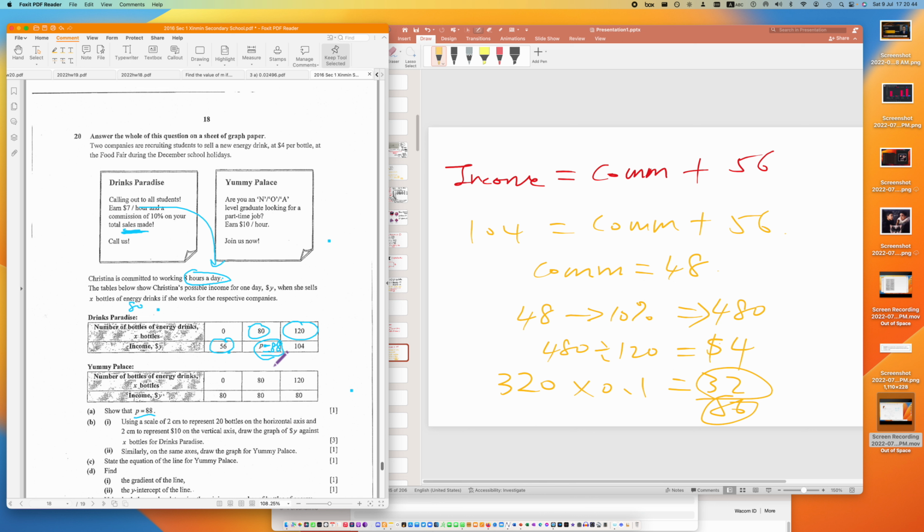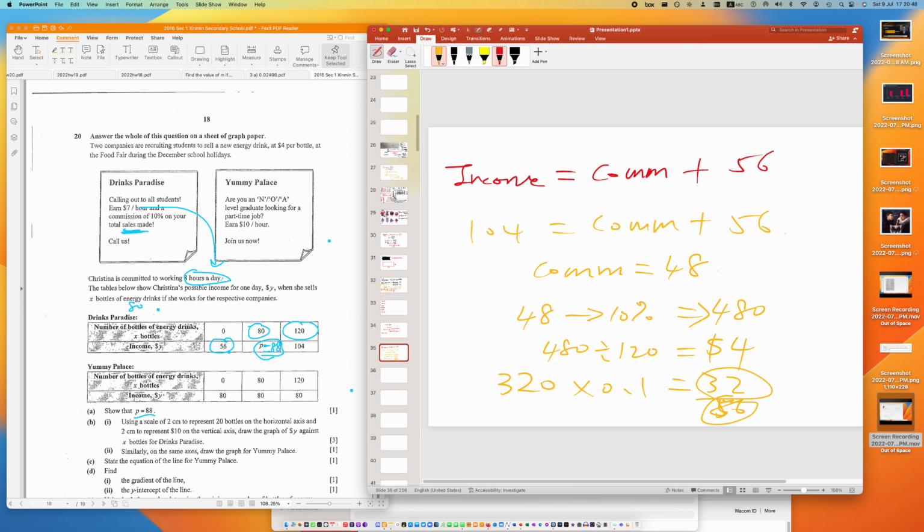How did 86 become 88? This is not 86, this is 56. Do you understand the commission is 48 or not? Yes, I understand. The 48 is only 10%. So the total sale is actually 480, and the 480 total sale is coming from 120 bottles of energy drink. So one bottle is 4.